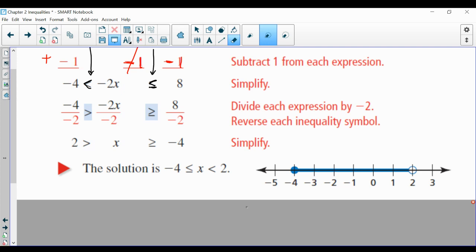So this reads x is greater than or equal to -4 and less than 2. So my smaller number is -4 and it includes -4. So I'm going to just put my dot on my number line. My larger number is 2 and it's an open circle. It does not include 2. And then I'm going to connect them together.